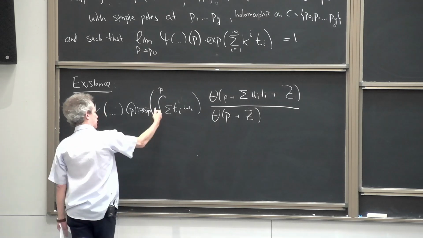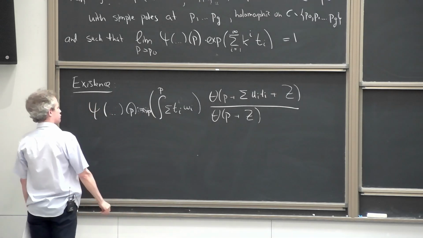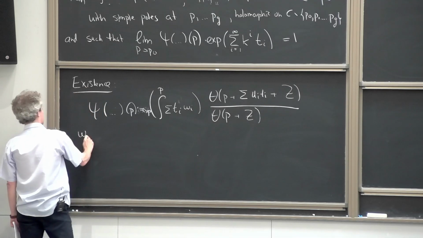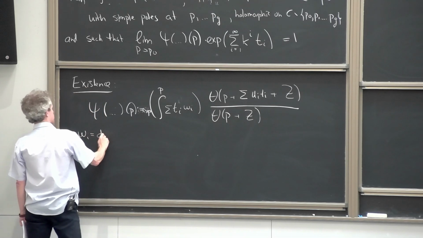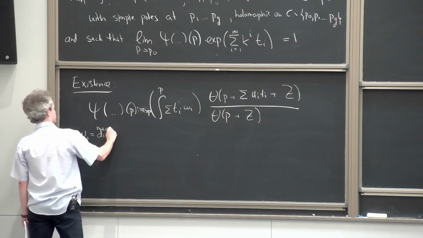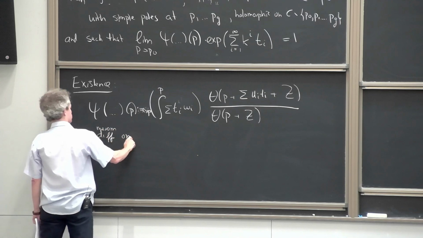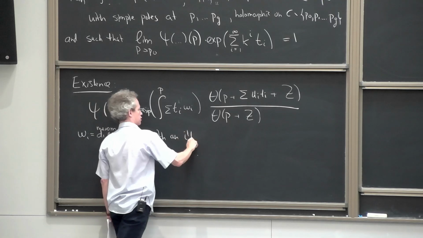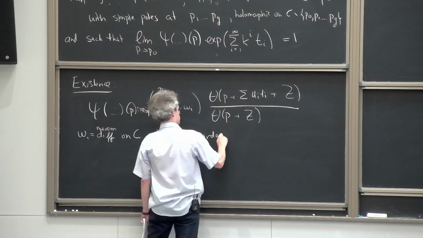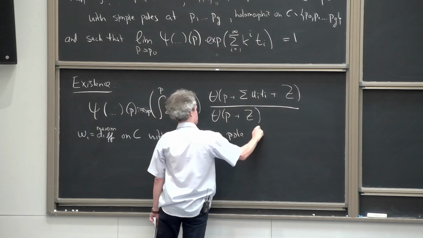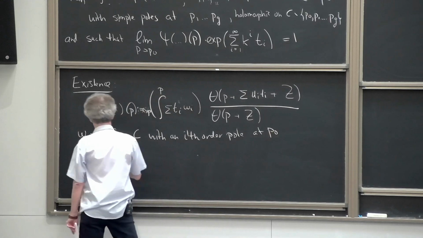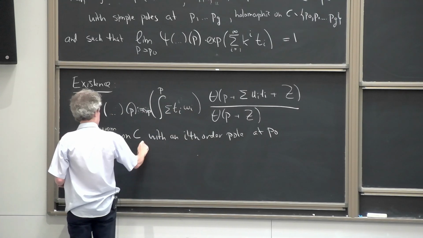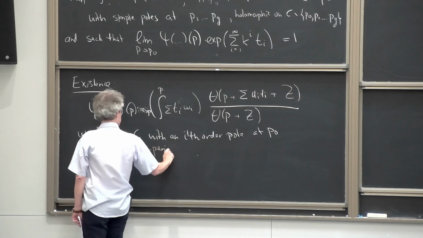So what is roughly this formula? So this formula is roughly the following. I should tell you what omega I is. Omega I is a meromorphic differential on C with an ith order pole at P naught and all A periods 0.